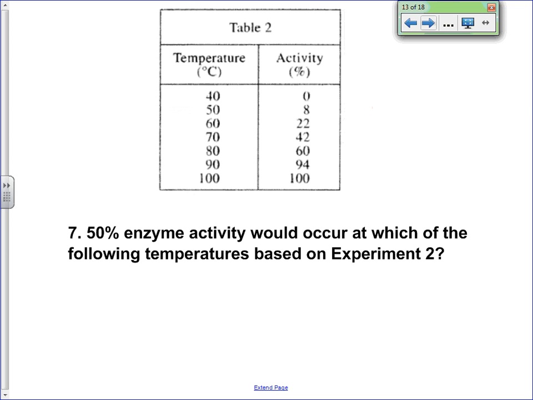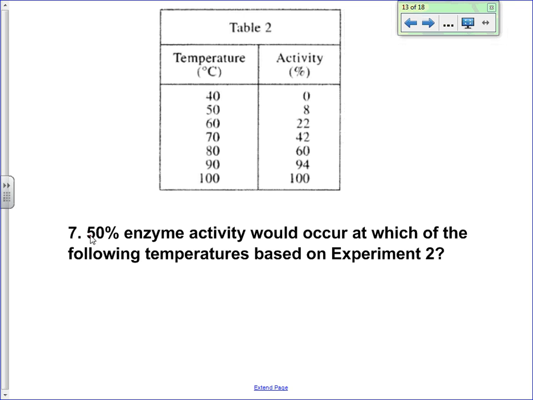All right, let's take a look at question 7. 50% enzyme activity would occur at which of the following temperatures based on experiment 2? In this case, we're looking for an enzyme activity of 50%. And we're looking for an answer that's a temperature. What temperature will do that? 74 degrees Celsius. How do you get 74? Because I looked between 70 and 80, and it was 42 to 60%. So in between those numbers was 50%. So it has to be like 74, 75.